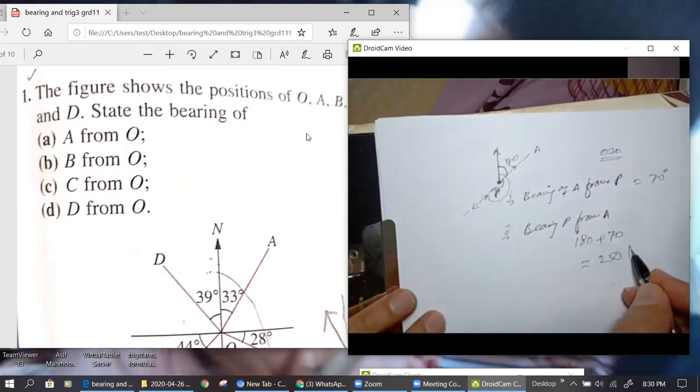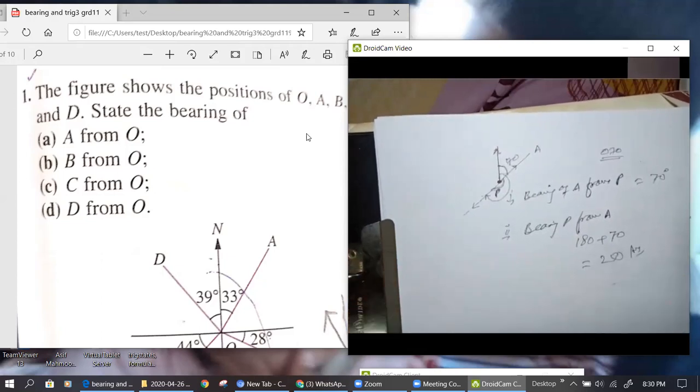Now you understand the criteria of bearing. All the geometry and angle properties will be used in this case. Sometimes you will use them like this.